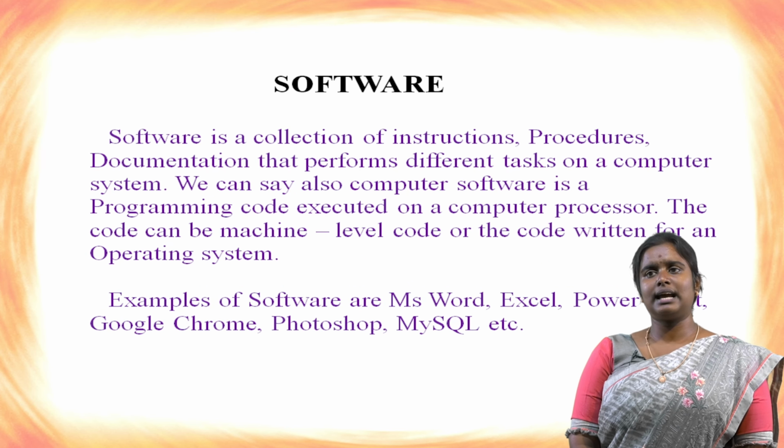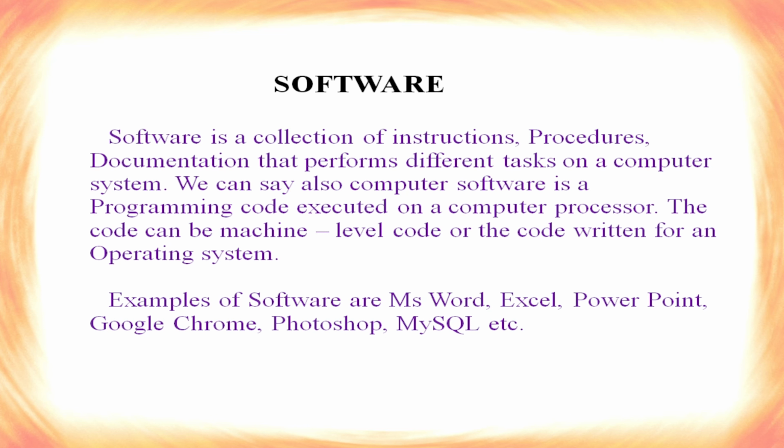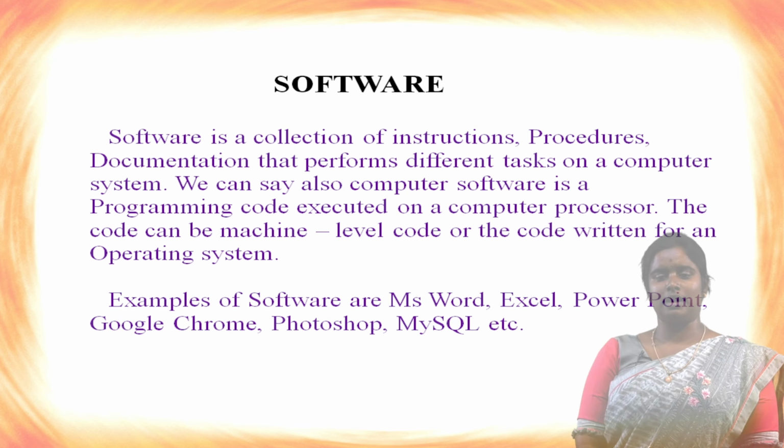Software. Software is a collection of instructions, procedures and documentation that performs different tasks on the computer system. We can also say computer software is a programming code executed on a computer processor. The code can be machine level code or the code written for an operating system. Examples of software are MS Word, MS Excel, PowerPoint presentation, Google Chrome, Photoshop, MySQL, etc.